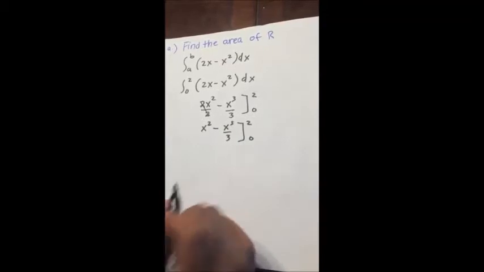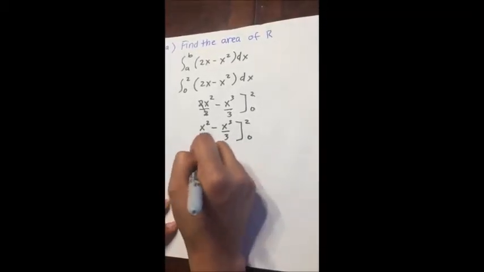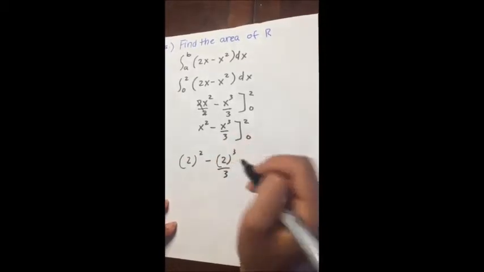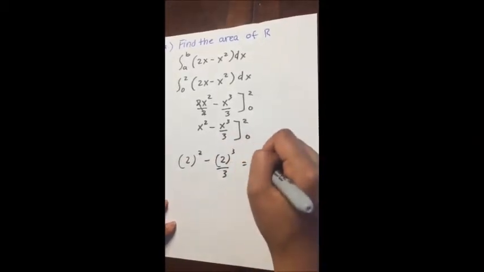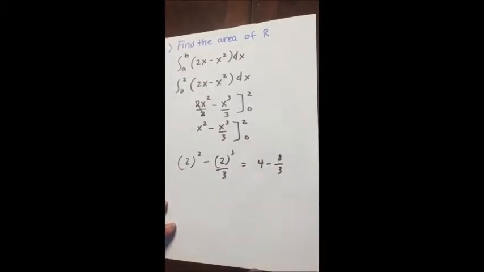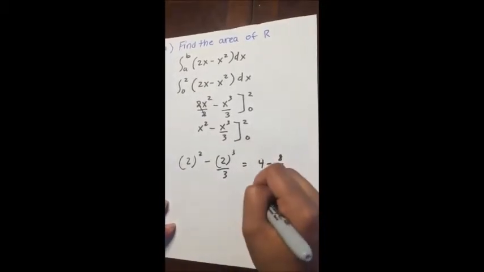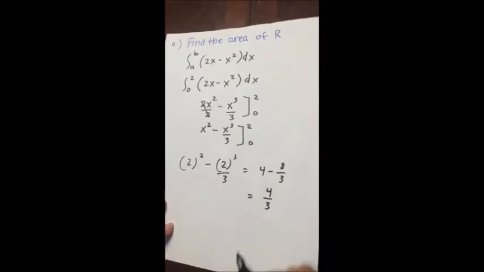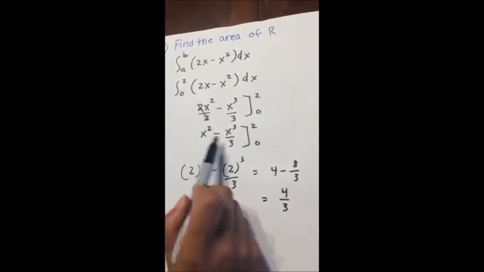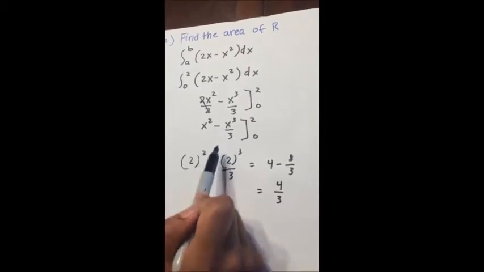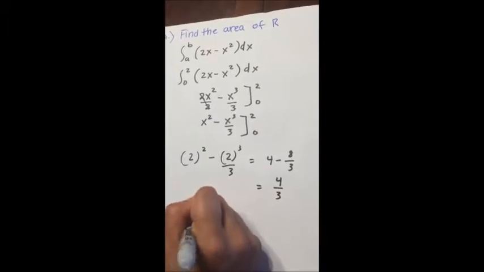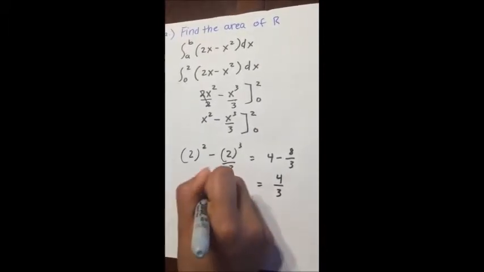So you plug in 2 and 0 in the equation. When we plug in 2, we get 2 squared minus 2 cubed over 3, which equals 4 minus 8 over 3, which is equivalent to 4/3. That's when we plug in 2. And when we plug in 0, we get 0, because 0 minus 0 over 3 equals 0. So our answer is just 4 over 3. That's our answer to part A.